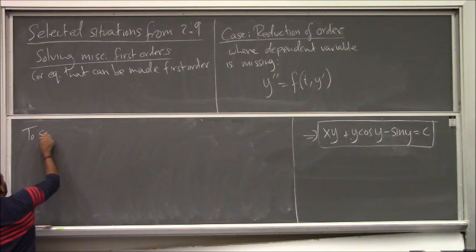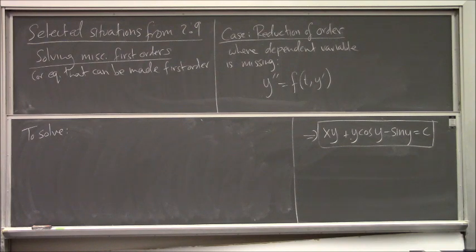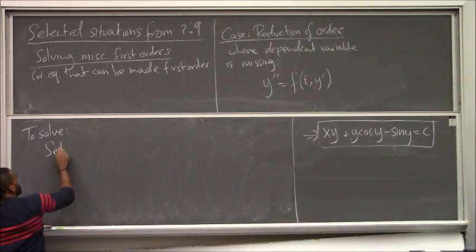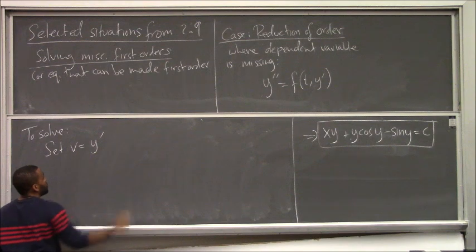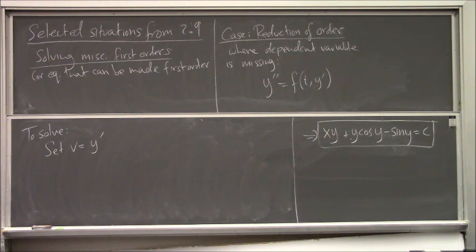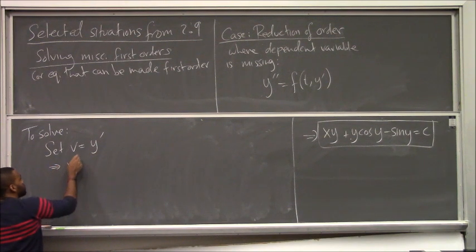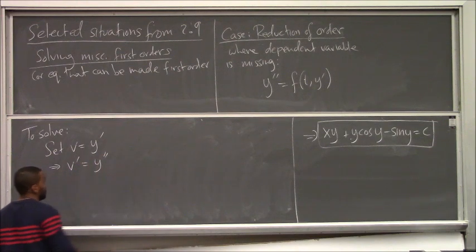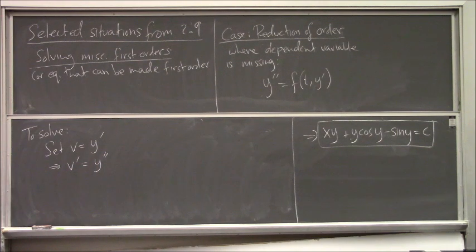Solve. We're going to do a change of variable. We're going to set v equal to the derivative, and so v prime is going to be equal to the second derivative. So I can replace y prime with v, y double prime with v prime, and I actually knock this second order down to a first order.